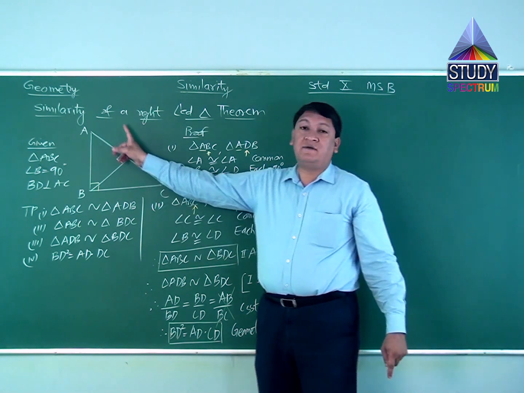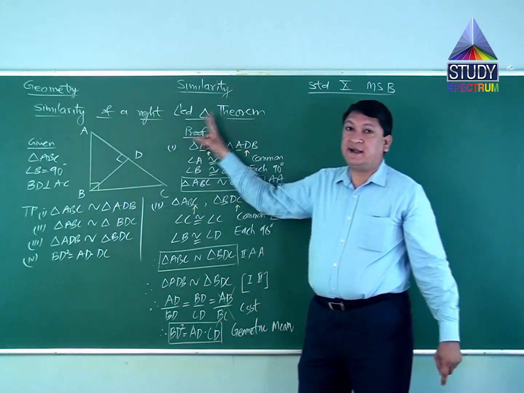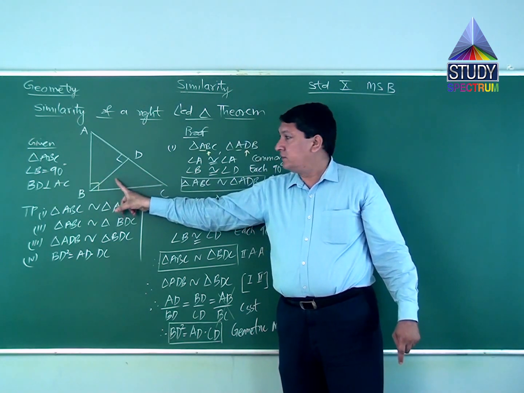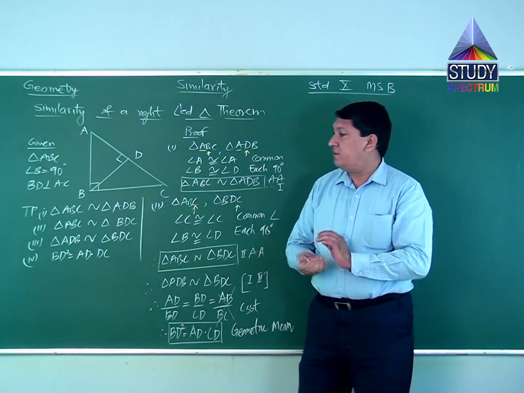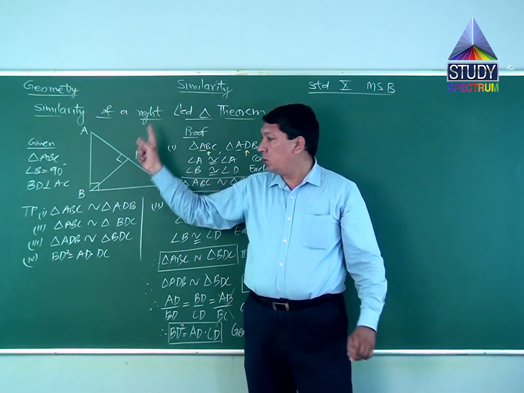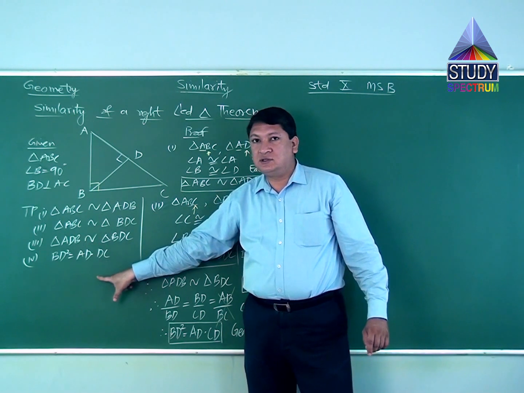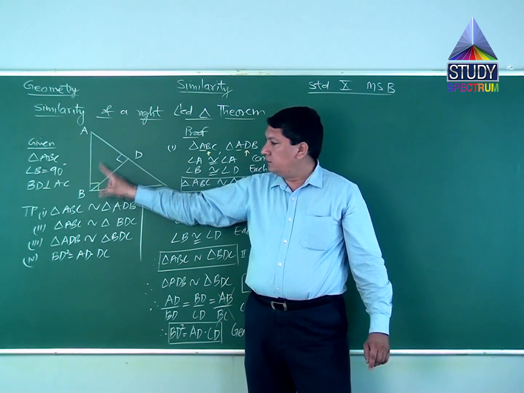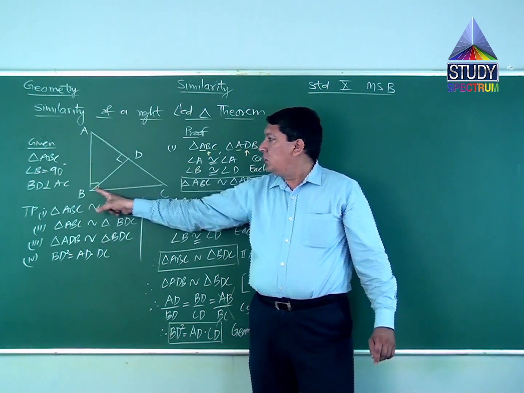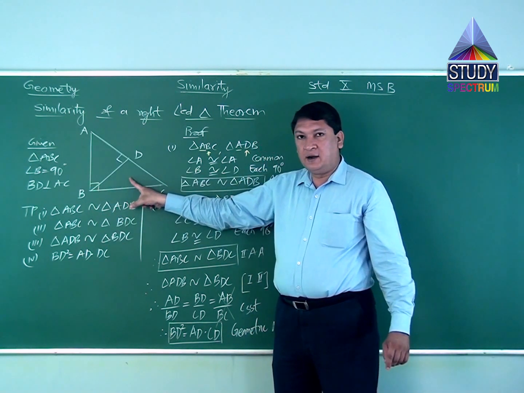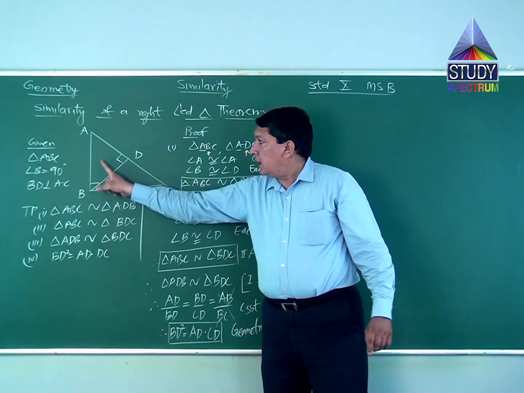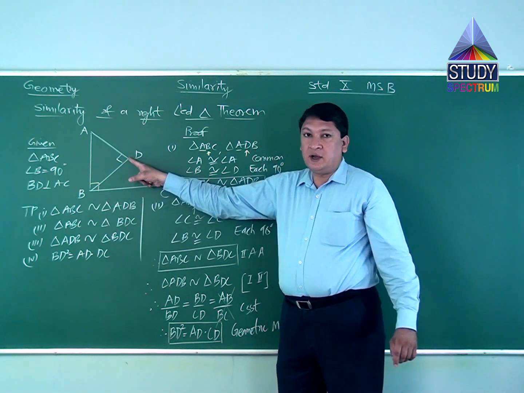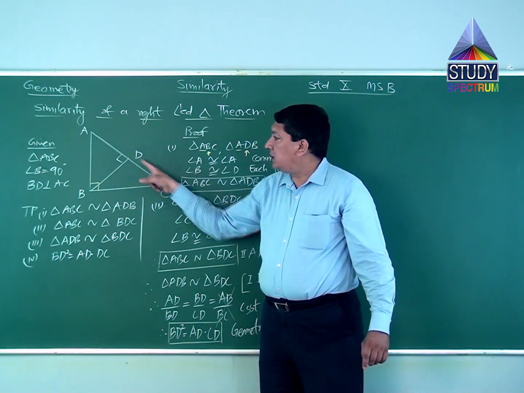So students, what we have done is similarity of a right angle triangle theorem. If any condition arises like this, where we have a right angle triangle and from a right angle vertex there is a perpendicular drawn, we can come to these many conclusions. First one, original triangle similar to upper triangle. Second one, original triangle similar to lower triangle. Third one, upper triangle similar to lower triangle. Fourth one, perpendicular square is equal to multiplication of this side.